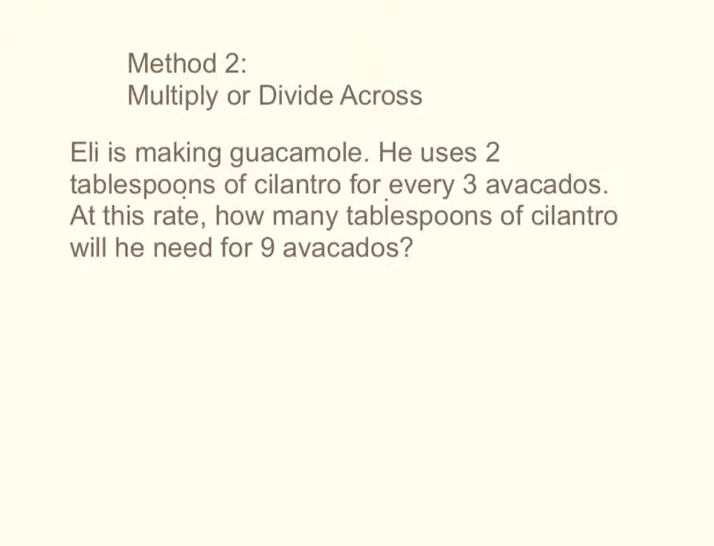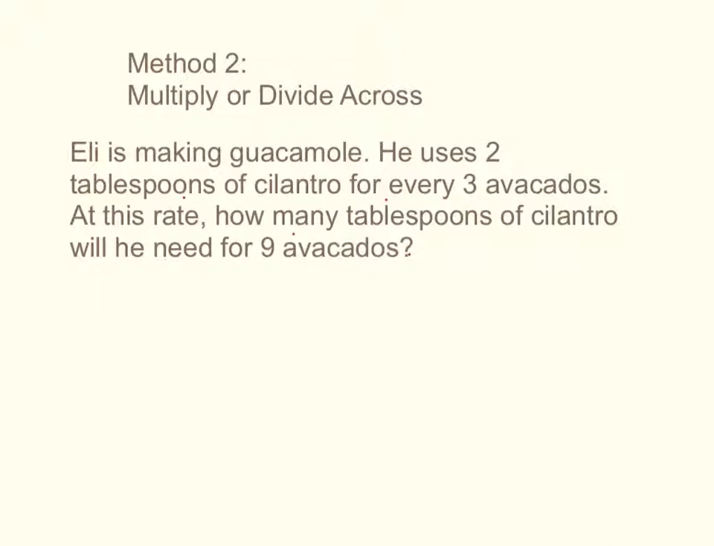The next method we're going to look at is multiplying or dividing across. Here's our example. Eli is making guacamole. He uses 2 tablespoons of cilantro for every 3 avocados. At this rate, how many tablespoons of cilantro will he need for 9 avocados?